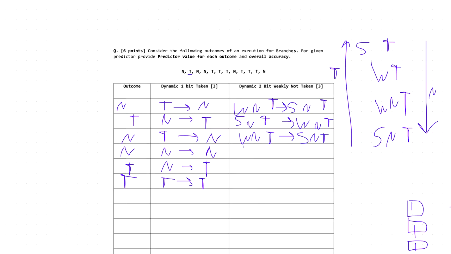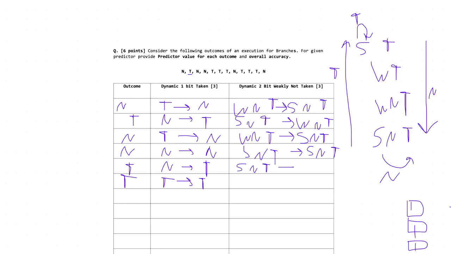I'm in strongly not taken. I hit a not taken. I stay at not taken, right? I can't go any further down the chart. This just continues looping if I hit any more not takens, just like this continues looping up if I hit any more takens at strongly taken. Okay, strongly not taken, not taken, stay at strongly not taken. And continue onward, right? Strongly not taken.